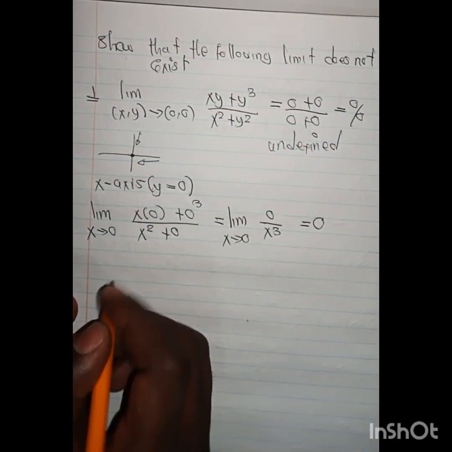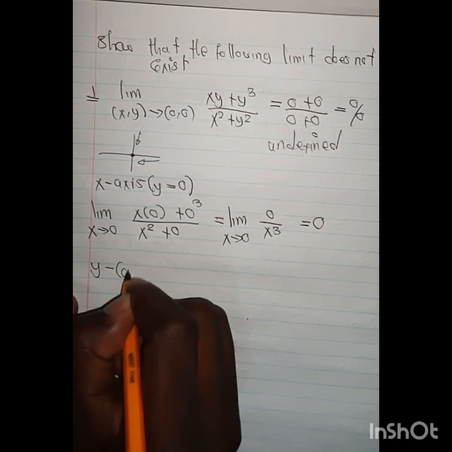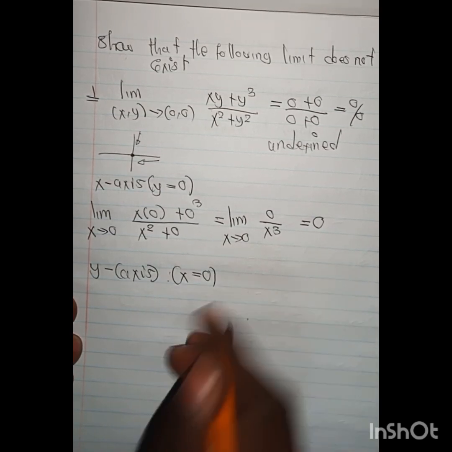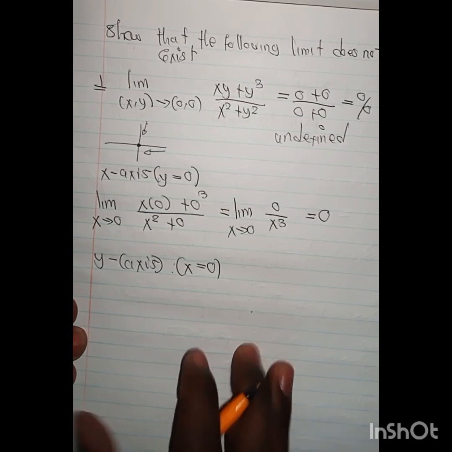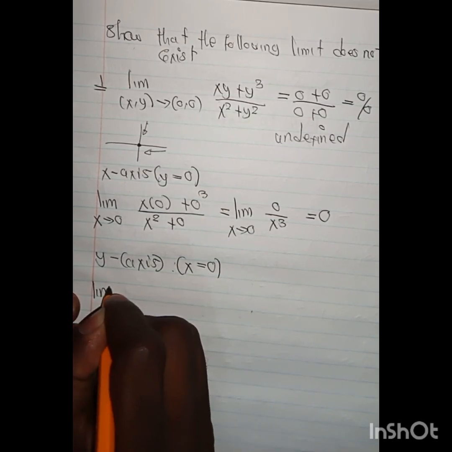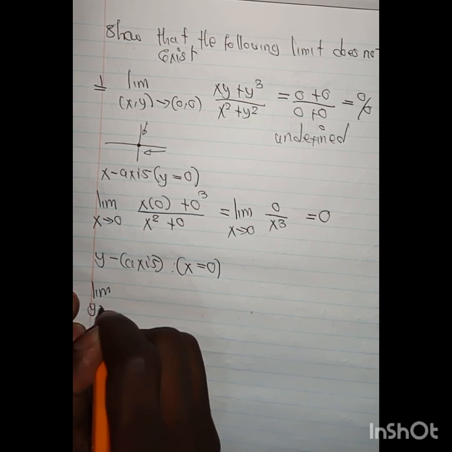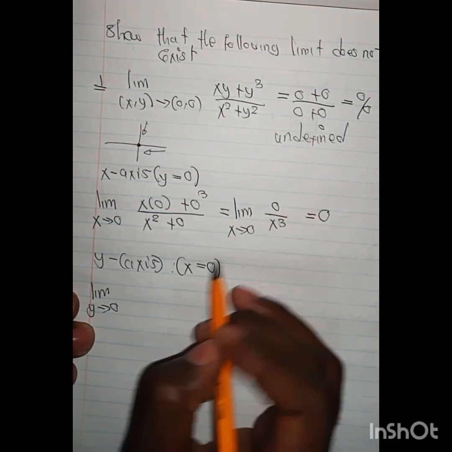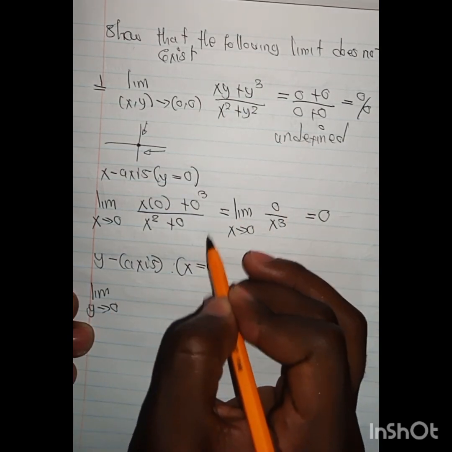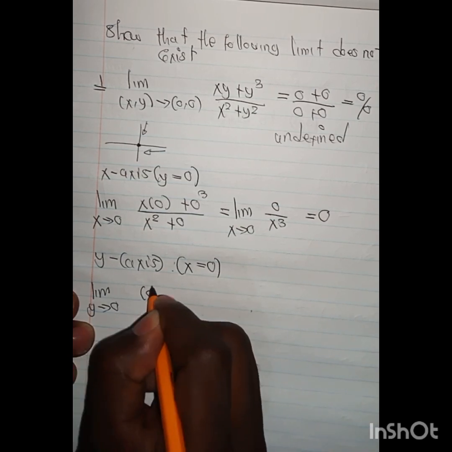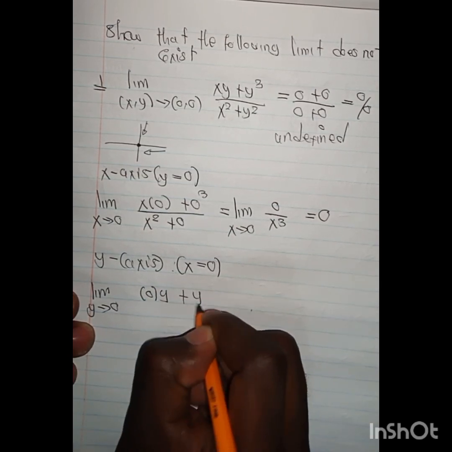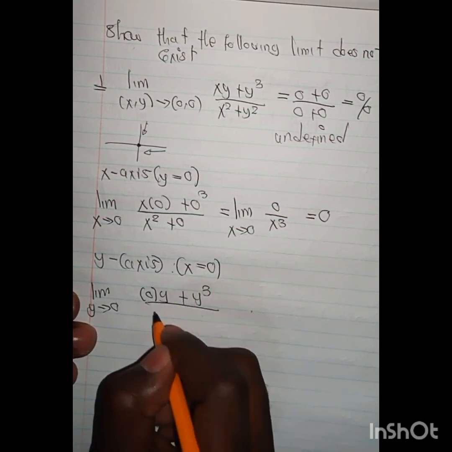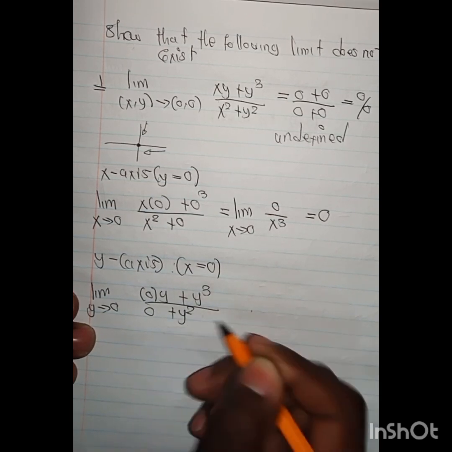Then let us also try to approach the origin from the y-axis, from this side. If we approach the origin from the y-axis, we are going to set x equal to 0. So from our limit, as y approaches 0 along the y-axis, where there is x, we plug in 0. So we have 0 times y plus y cubed, all over 0 plus y squared.